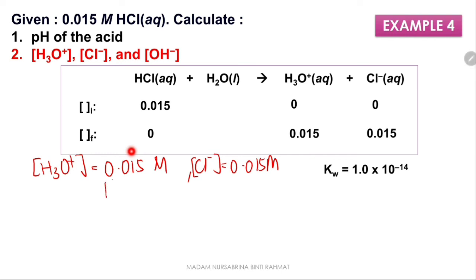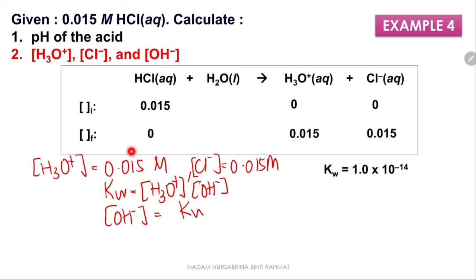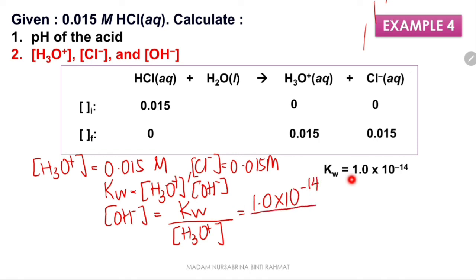So how do you calculate the concentration of OH minus? You have to relate it with Kw. Kw equals H3O plus times the OH minus concentration. So the OH minus concentration is Kw over H3O plus. Your Kw is provided, as this reaction happens at room temperature. Kw is 1.0 times 10 to the minus 14 over the H3O plus concentration from the final concentration in the ICE table, 0.015. If you press your calculator, you will get the OH minus concentration to be 6.67 times 10 to the minus 13 molar.